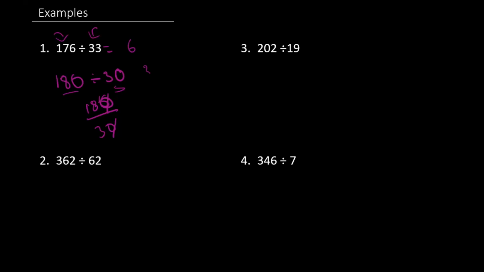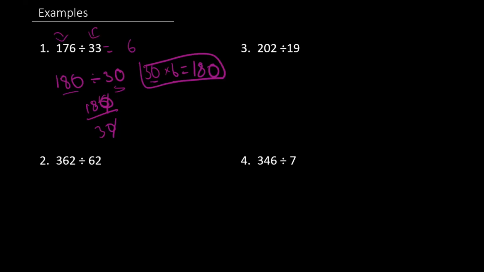So 30 times 6 equals 180, and our answer is reasonable. These two numbers, 30 and 6, are reasonable answers. The answer can't be like 10 or 20 or 30. That's a way too high number.